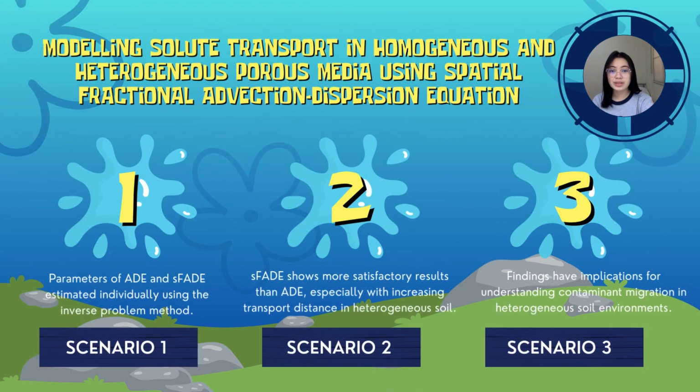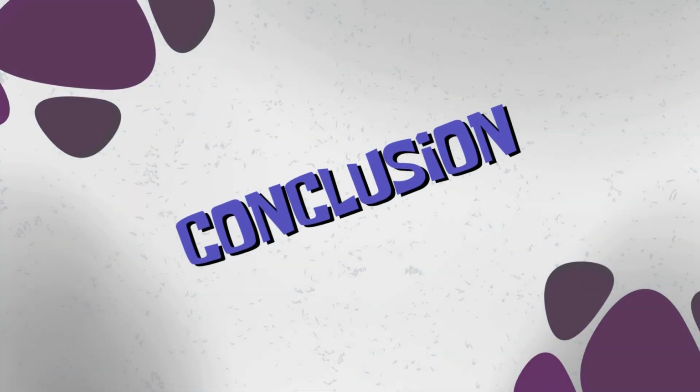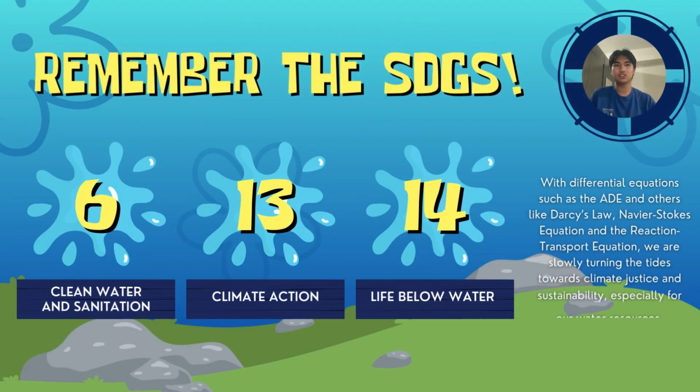Lastly, the comparison between ADE and spatial fractional ADE in describing migration of non-reactive contaminants in homogeneous and heterogeneous soils underscores their importance in assessing risks associated with agricultural activities and devising strategies for sustainable soil. As future engineers, we must continue to build around our surroundings without compromising our environment and resources. Let's remember our responsibility to apply our knowledge of topics in calculus to achieve a vision of tomorrow where we have clean and accessible water for everyone.